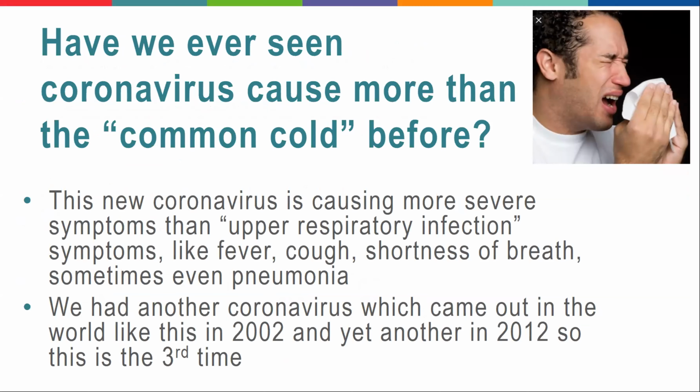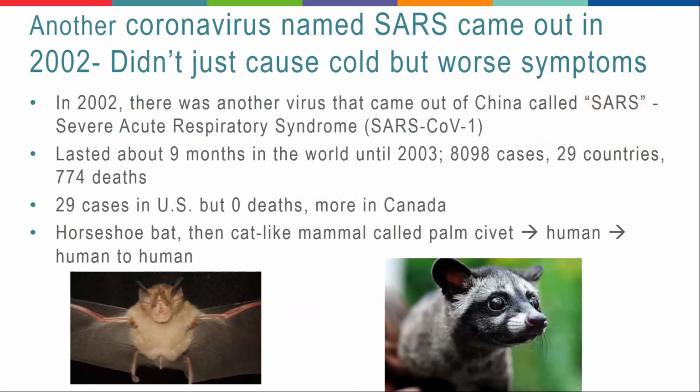The 2002 epidemic, of course, was the SARS epidemic. It started in China, in Wuhan province. It was labeled severe acute respiratory syndrome, and thus the virus's name is SARS-CoV-1. The current COVID-19 is caused by SARS-CoV-2. It lasted about 9 months in the world, going from 2002 to 2003. There were 8,100 cases worldwide. It affected 29 countries and caused 774 deaths. So it was different than this one.